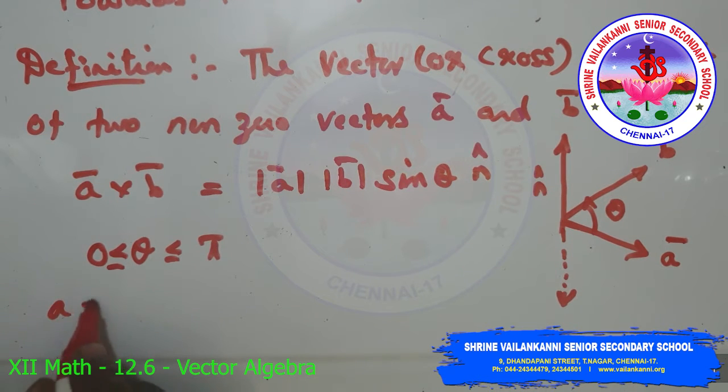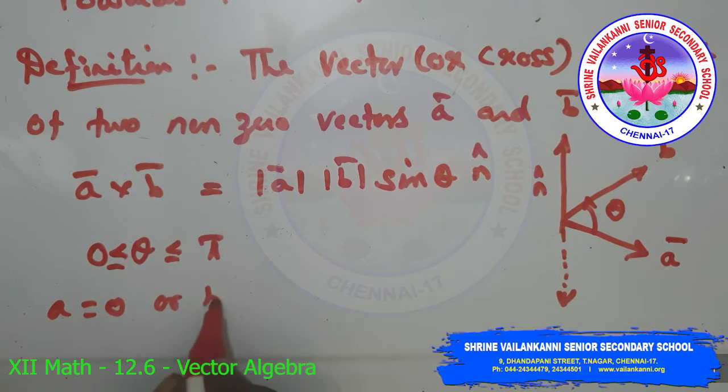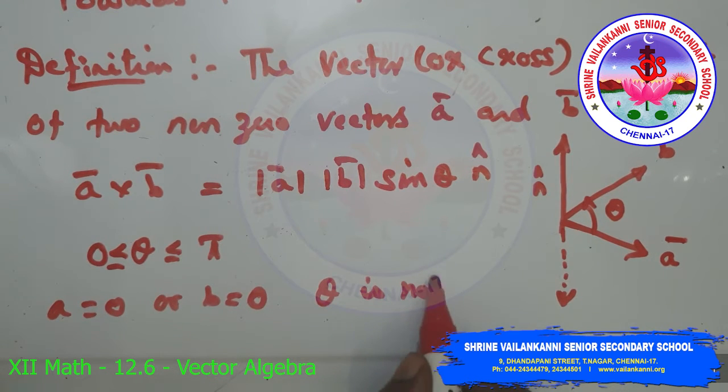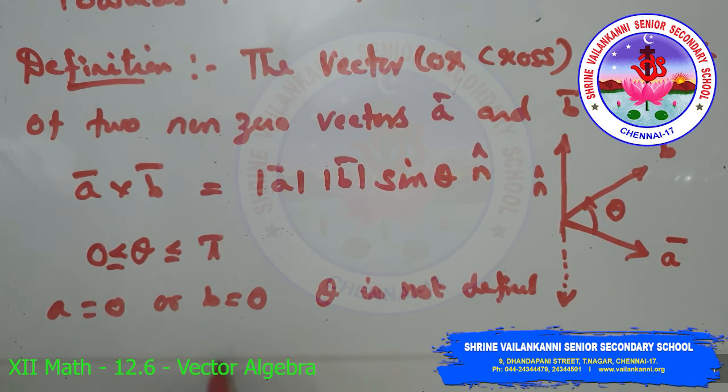If either a equal to 0 or b equal to 0, then theta is not defined. We define a cross b equal to the 0 vector.